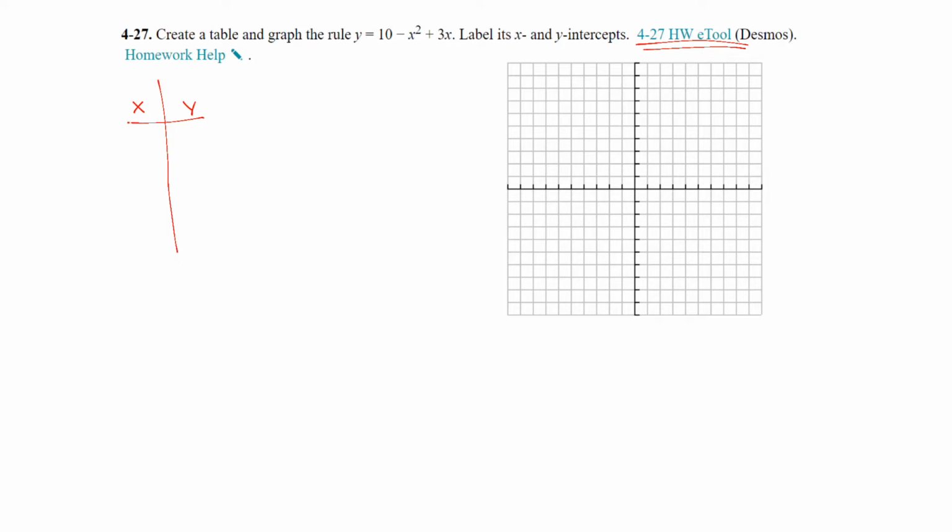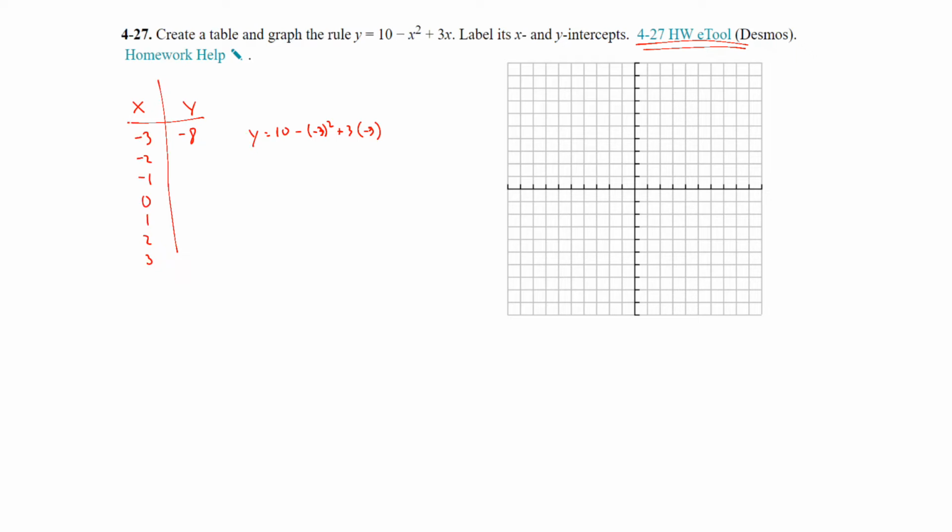I'm not going to show all that work, but I'll just plug in my inputs and then give you the outputs. So I'm going to use -3 to 3 and see what that gets me. If I plug in -3, I get an output of -8. And what I'm doing is I'm just saying y is equal to 10 minus -3 squared plus 3 times -3. So I'm plugging in the x values for the x's and then simplifying.